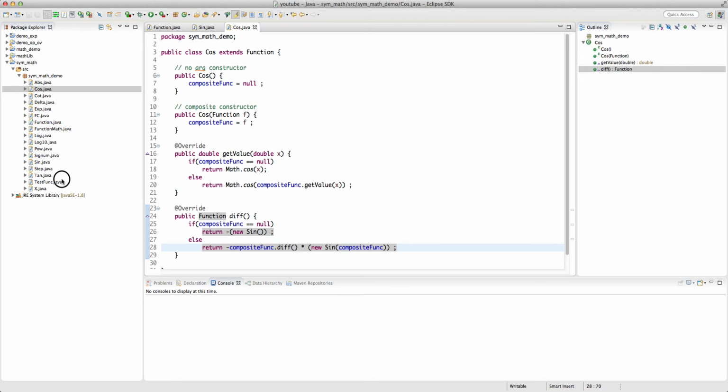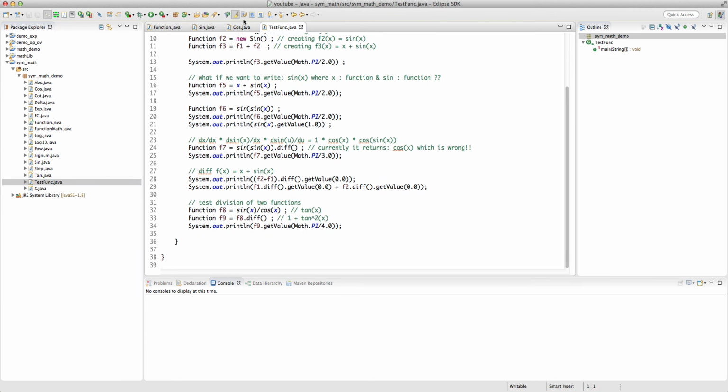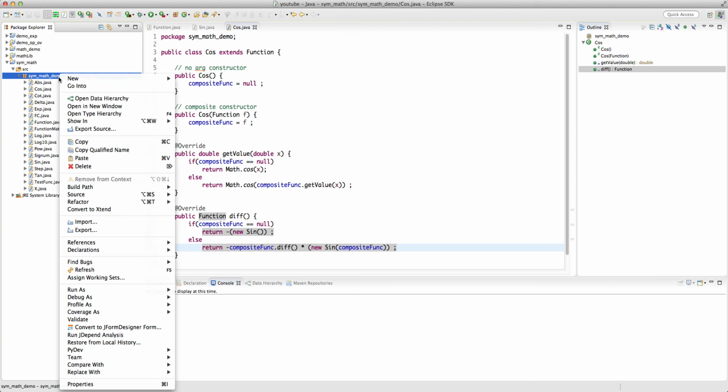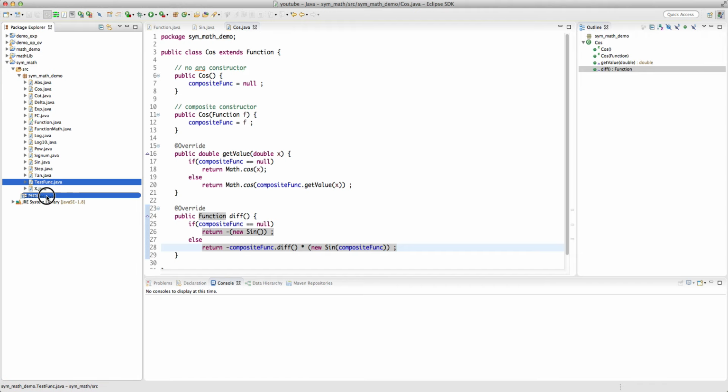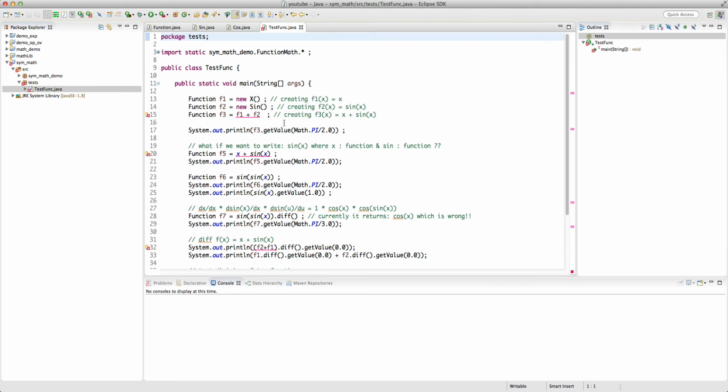Now let's go and test our theory. So I'm going to create a new test class, maybe outside, maybe in another package. So let's create another package, tests, and move our test func there. This is complaining for the argument types.